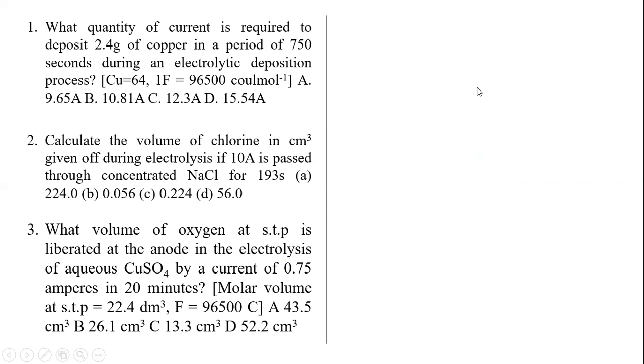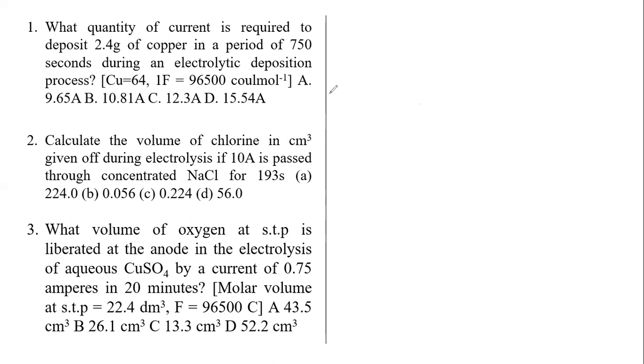The first question says: what quantity of current is required to deposit 2.4 grams of copper in a period of 750 seconds during an electrolytic deposition.